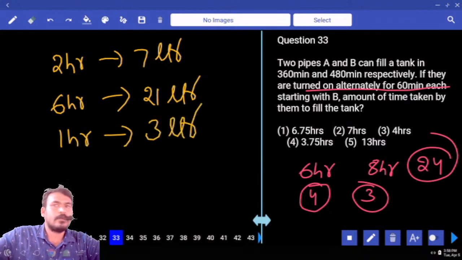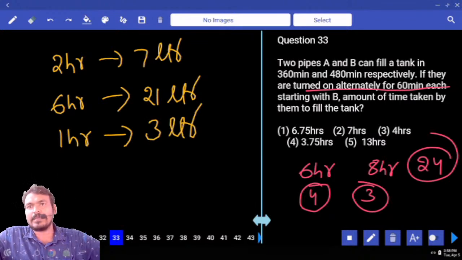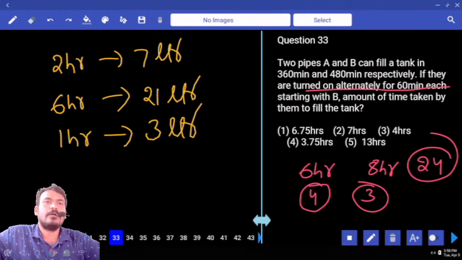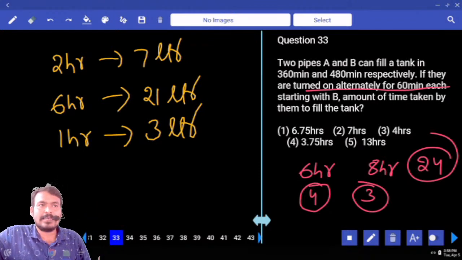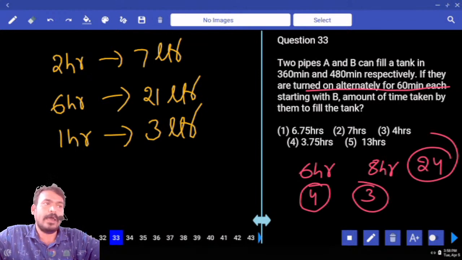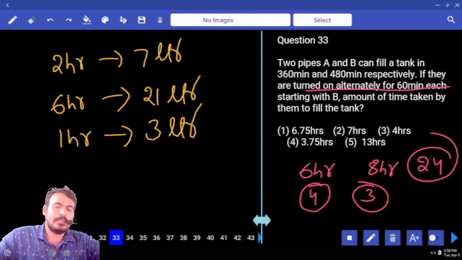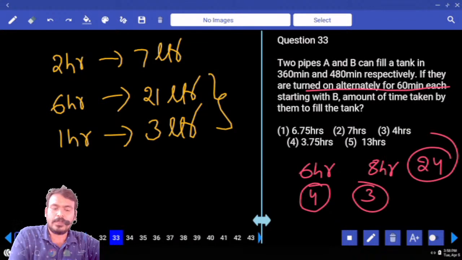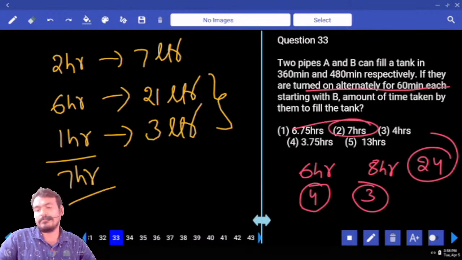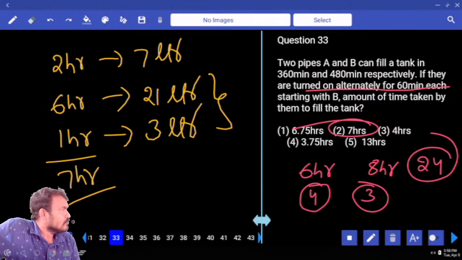Next 1 hour B adds how many liters? 3 liters. First 2 hours 7 liters, next 2 hours also 7 liters, next 2 hours also 7 liters. After 6 hours how many liters are filled? 21. In the 6th hour which one is open? A is open, but in the next 7th hour which one is open? B. B's 1 hour value is how many liters? 3 liters. Then the total tank is filled, 24 liters. How much time is taken? 7 hours. Alternate concept, alternate hours.